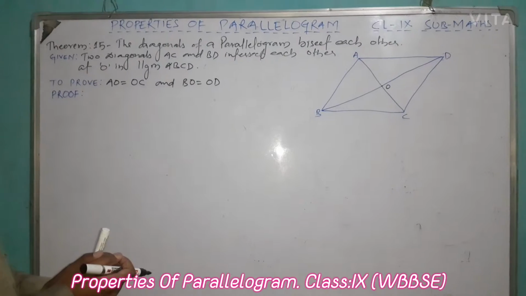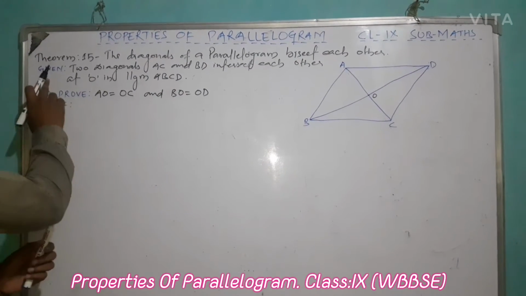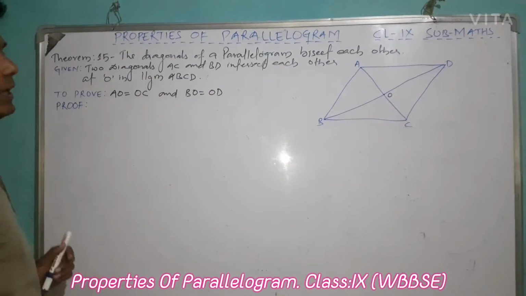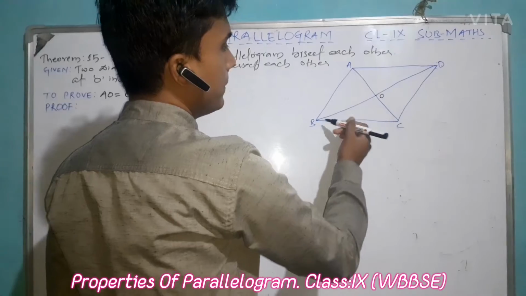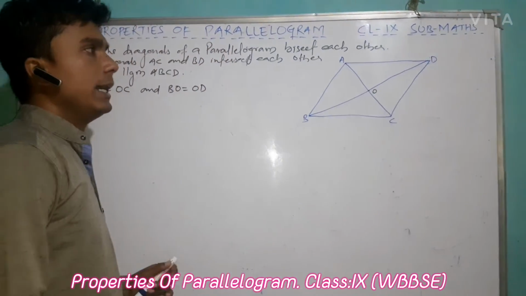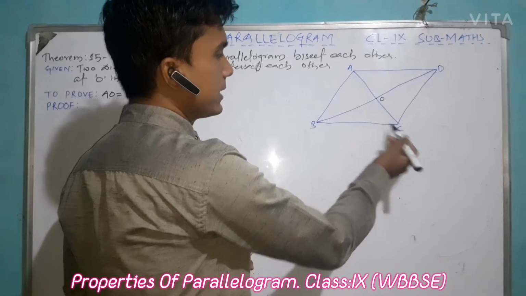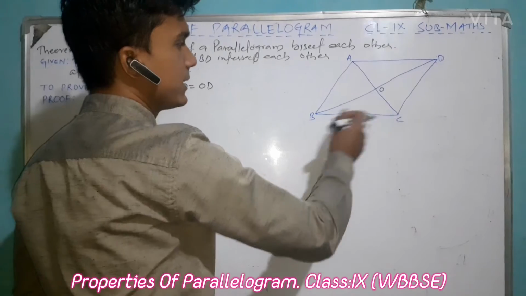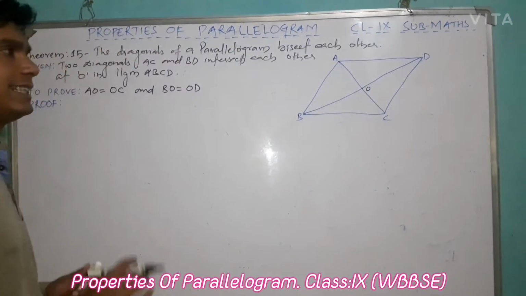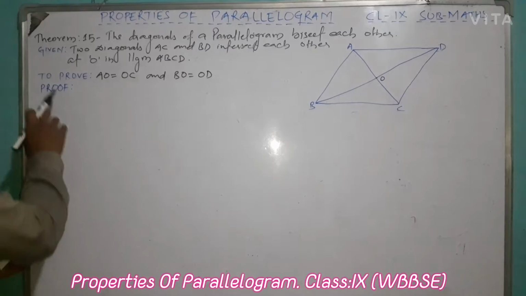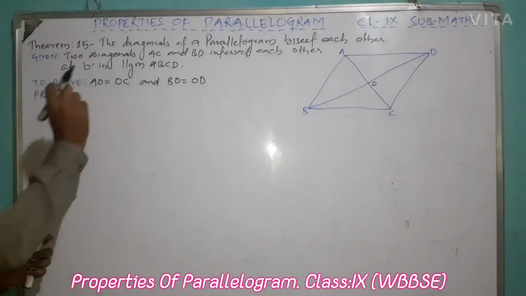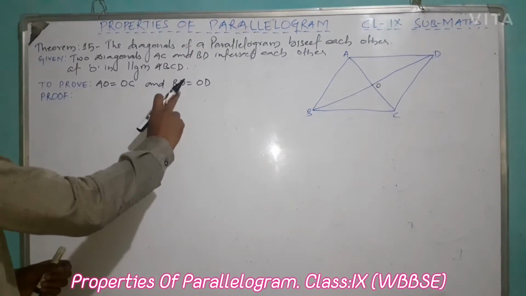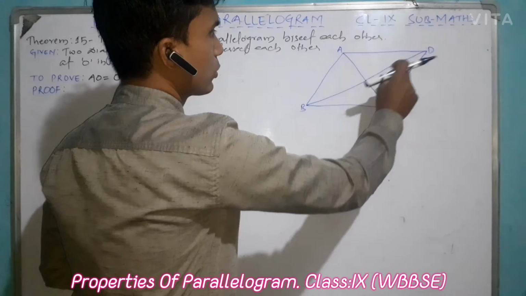Some information I have already written here. Given: two diagonals AC and BD intersect each other at O in the parallelogram ABCD. In this parallelogram ABCD, we have two diagonals, diagonal AC and diagonal BD, and they bisect each other. This is what we need to prove. In the part to prove, we have AO equals OC, and then BO equals OD, right?